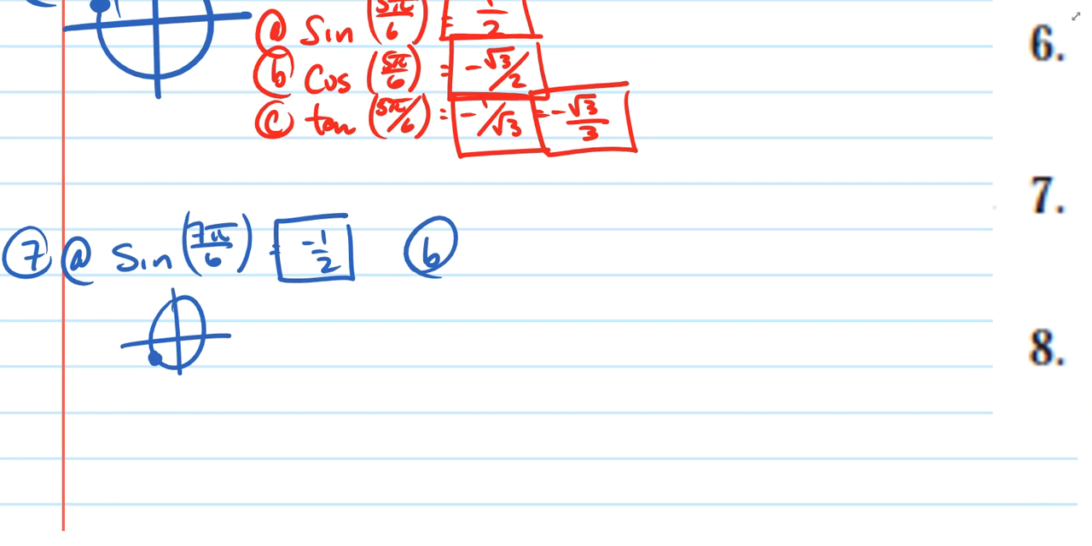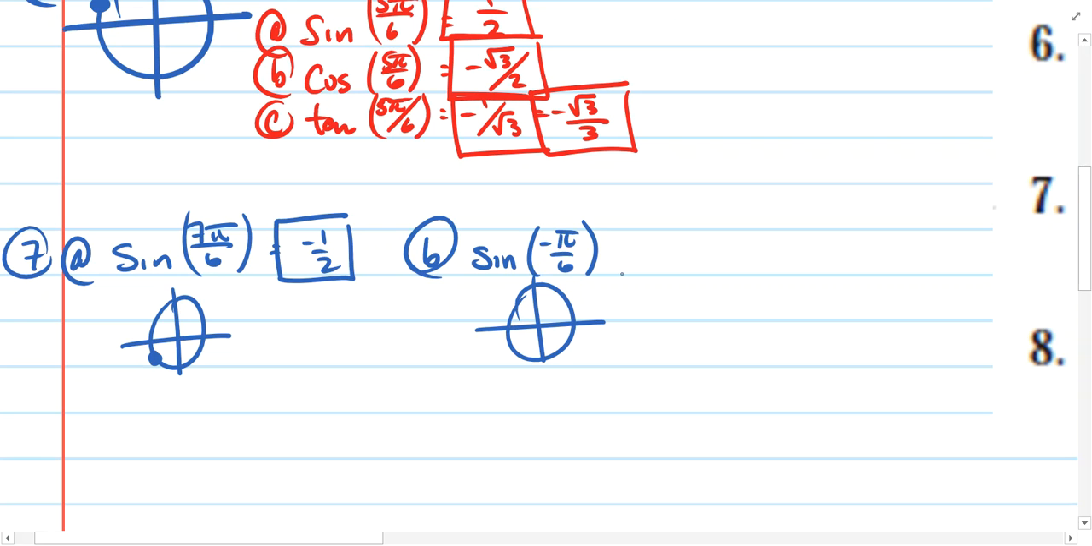For part B, we're being asked to evaluate sine at negative pi over 6. Now, we haven't talked much about negative angle measures yet, but I'll point out here that a negative angle measure simply means a clockwise rotation instead of counterclockwise rotation. So normally pi over 6 would be the counterclockwise position here, but if we measured clockwise rotation instead, then we're talking about this angle measure down here. And instead, we're talking about this coordinate at that position.